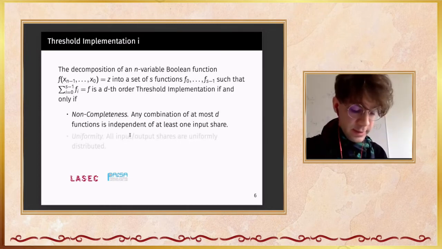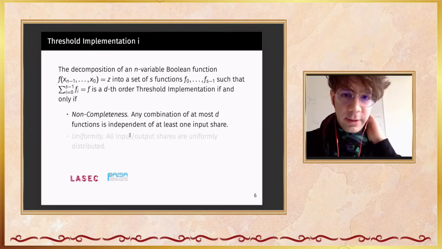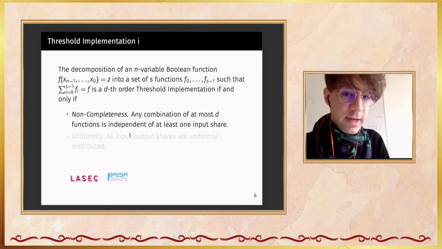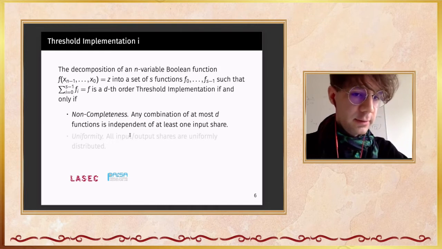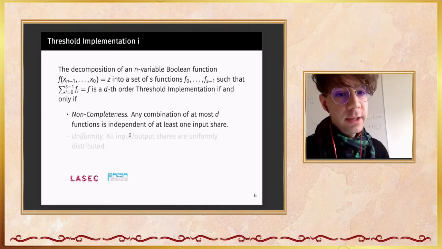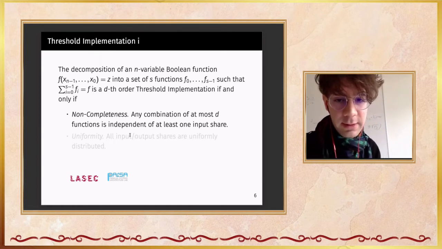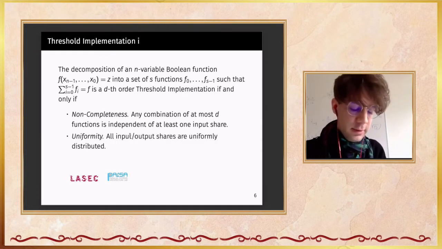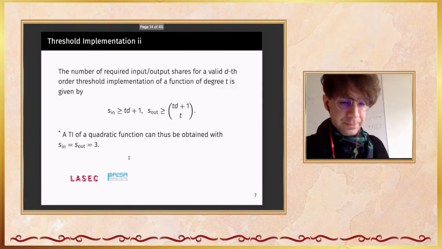So let us quickly revisit the properties of threshold implementations. We say that the decomposition of an n-variable Boolean function f equal to z into a set of s functions f0 to f_{s-1}, such that the sum of those functions is equal to f, is a d-order threshold implementation if and only if 2 properties hold, namely non-completeness, so that any combination of at most d functions is independent of at least one input share. And secondly, we also need uniformity, so all input and output shares are uniformly distributed.